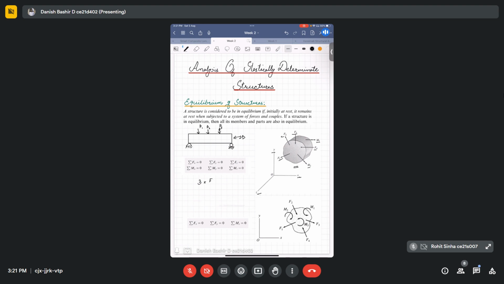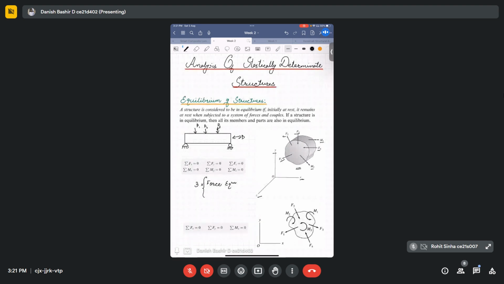One is the force equilibrium equation, and another one is the moment equilibrium equation. So we have two. The total number of equations we get is 3 multiplied by 2, which is 6 equations for 3D problems. But 3D problems are very rare in this course, because you can easily do the structural analysis of 3D problems when you know 1D and 2D. 3D is just an extension of 2D.